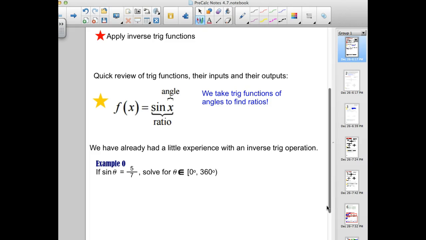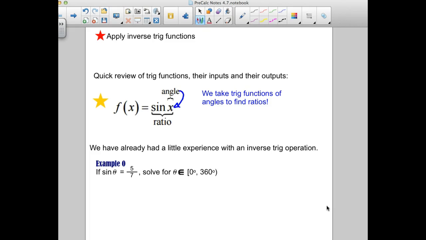When we take the sine or cosine or tangent, when we take a trig function, we are using an angle as our domain. We're taking the sine of an angle or the cosine of an angle or the tangent of an angle. What we get out for an answer is a ratio. Okay? So we take trig functions of angles to get ratios. When we get further into the notes and we start looking at our inverse trig functions, you'll see that that is reversed.